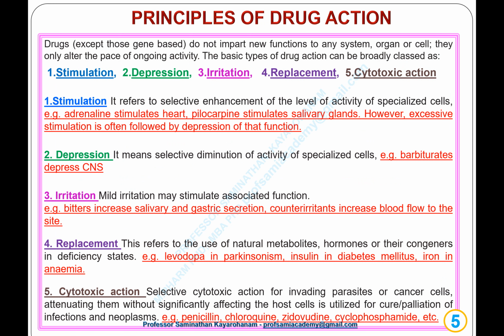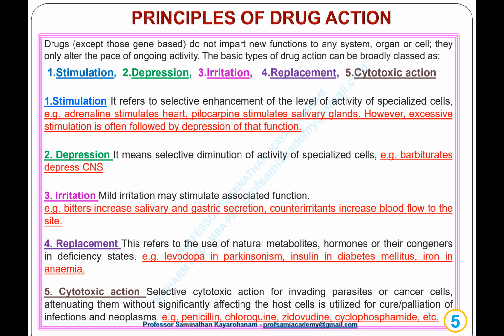1. Stimulation. It refers to selective enhancement of the level of activity of specialized cells. For example, adrenaline stimulates the heart, and pilocarpine stimulates salivary glands. However, excessive stimulation is often followed by depression in that function. 2. Depression. It means a selective diminution of activity of specialized cells. For example, barbiturates depress CNS.